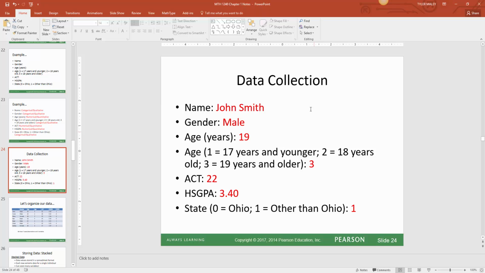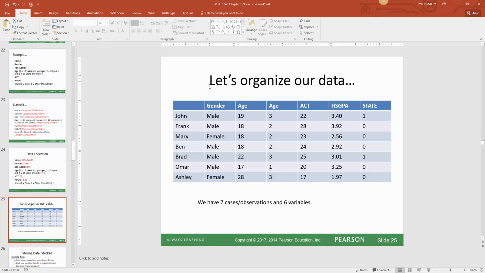So here's an example of data collection. This is just looking at one particular case. We have John Smith, who's a 19-year-old male, and since he's 19, he'd be coded as a 3 for age. He got a 22 on the ACT, a 3.4 high school GPA, and he's not from Ohio, so he gets coded as a 1. This is just specifics for one person. And then on the next table, I'm showing you how we can organize our data.